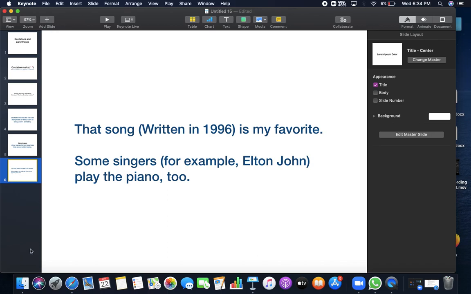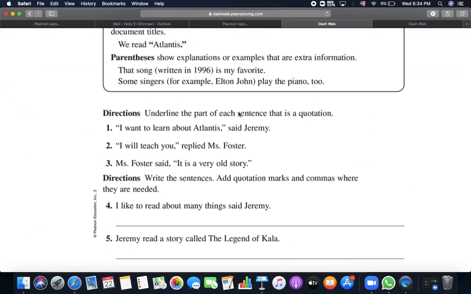Okay, now let's open the Readers and Writers page 433. Underline the part of each sentence that is quotation. Okay, what is the quotation between the quotation marks? "I want to learn about Atlantis," said Jeremy. So what did Jeremy say? I want to learn about Atlantis. So this is the quotation. We'll underline this. "I will teach you," replied Mrs. Foster. So what did she say, Mrs. Foster? I will teach you. So we will underline I will teach you.